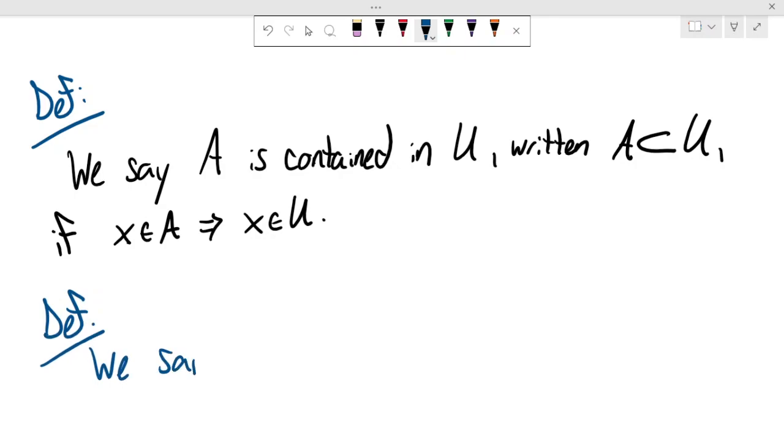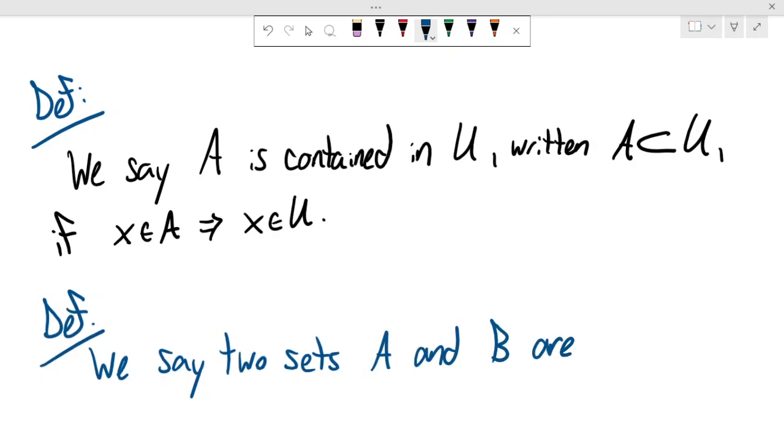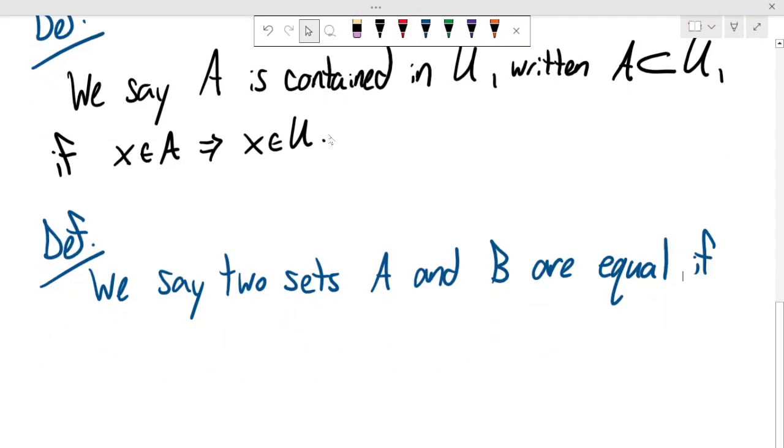We say two sets A and B are equal if A is contained in B. Now, if there's a possibility that the sets are equal, we put this line underneath it, similar to if you had less than or equal to or something like that, right?